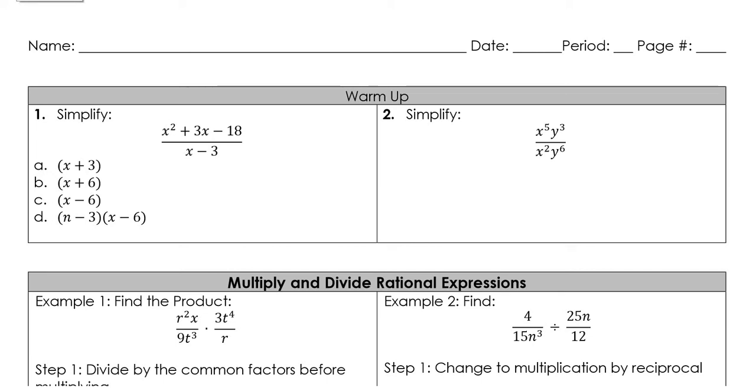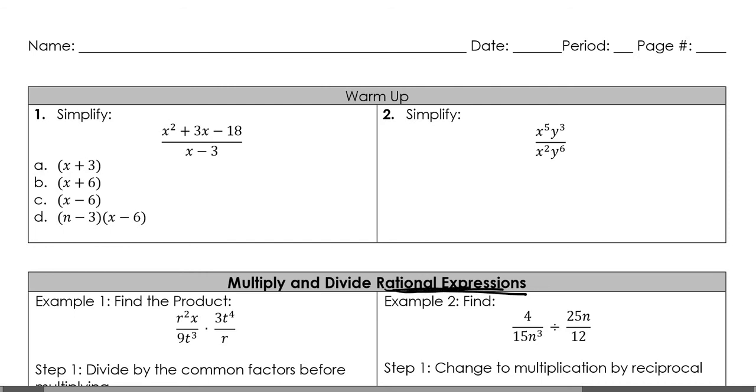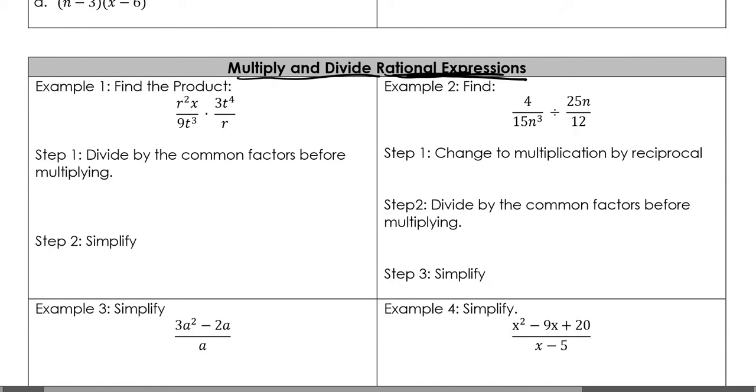Alright guys, today we are building on what we did yesterday. We're still working with rational expressions, but today we're going to multiply and divide them. Let's jump right in. First is the simple kind where you have a monomial, and we're going to multiply them.